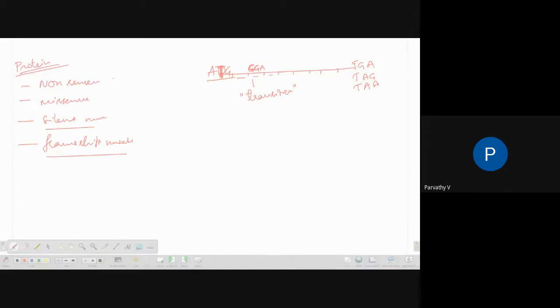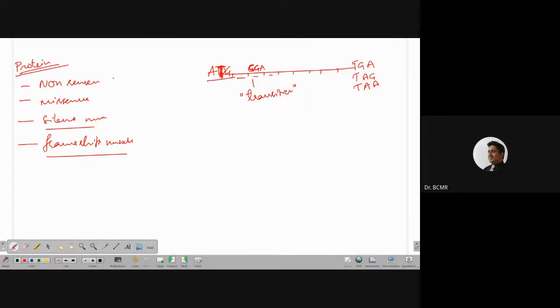Pyrimidine being substituted by a pyrimidine or purine substituted by a purine. That's right. So what will the sequence change to? TGA, sir. Yes, ATG will be changing to TGA. There is a codon here, then several codons, and then another TGA. Right? This is a stop codon.